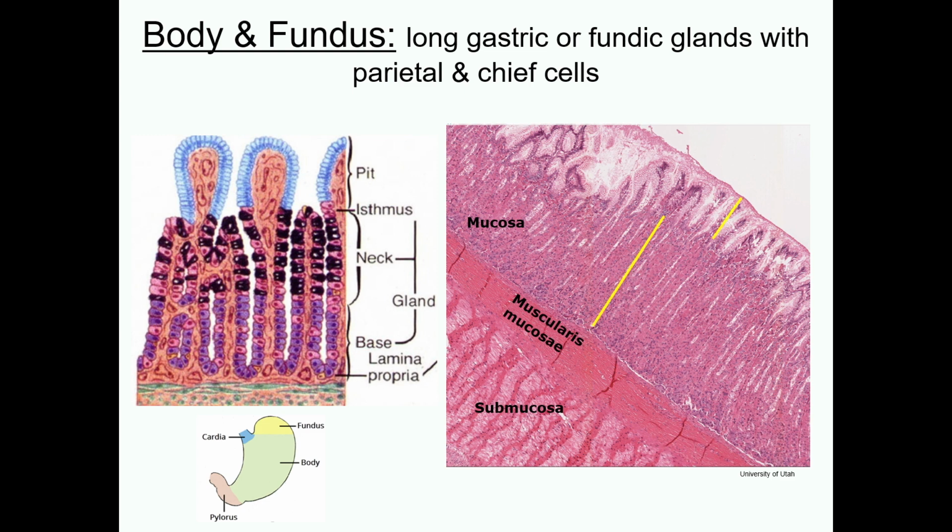Unlike the cardia and pylorus, the gastric or fundic glands in this region contain many different types of cells in the epithelium, and they have many different functions in digestion. These glands are often referred to as oxyntic glands, which means acid secreting, because they contain parietal cells that produce acid. Oxyntic can refer to both glands and to the cells.